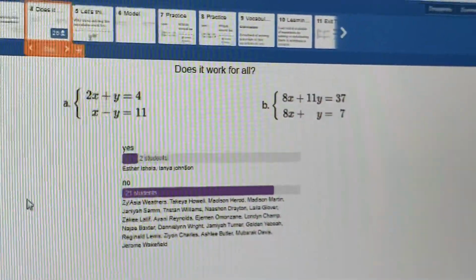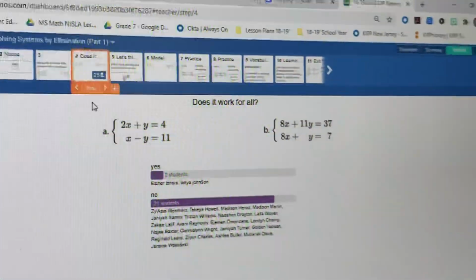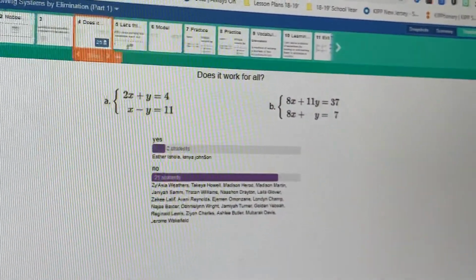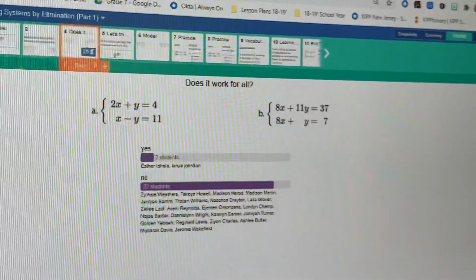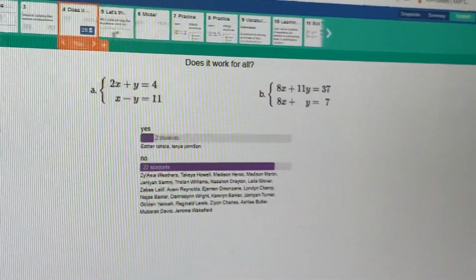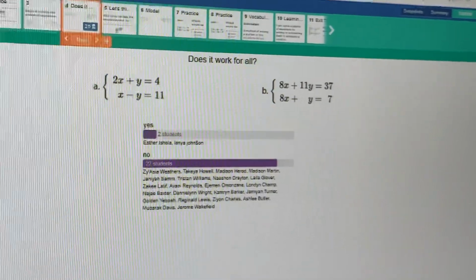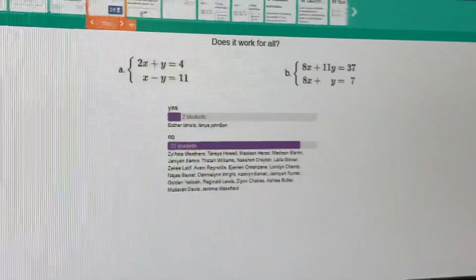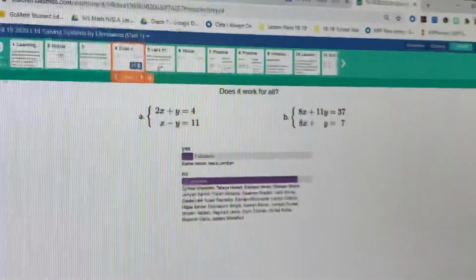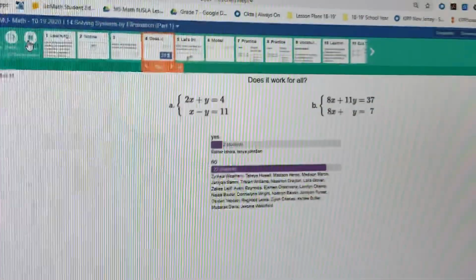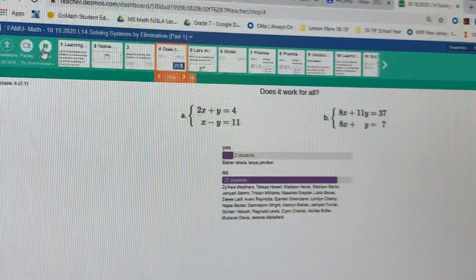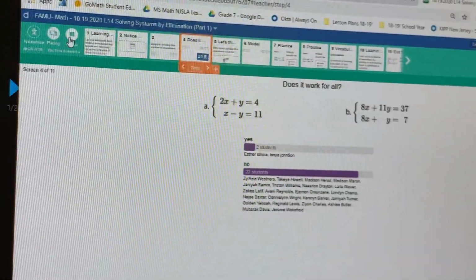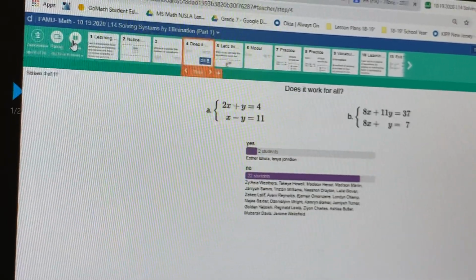So expectations are all of you are supposed to answer this. Only 23 of you answered, so let's talk about it. Tell me why you think that it does not work. Let me hear from Najee. Tell me why you think it's going to work for all. And then we're going to go Layla, Madison, Martin, and then we're going to wrap up with London.